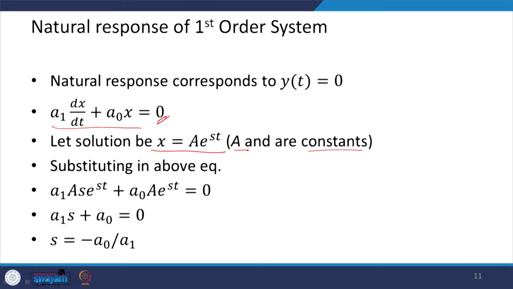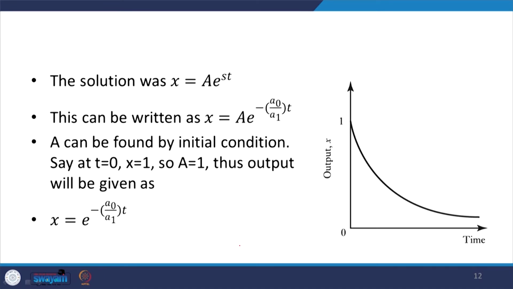If we substitute this solution over here, we can get the value of s as this one. Now, if I substitute the value of s, this is the solution of the equation which I get. Here there is a constant a which can be evaluated by the initial condition.